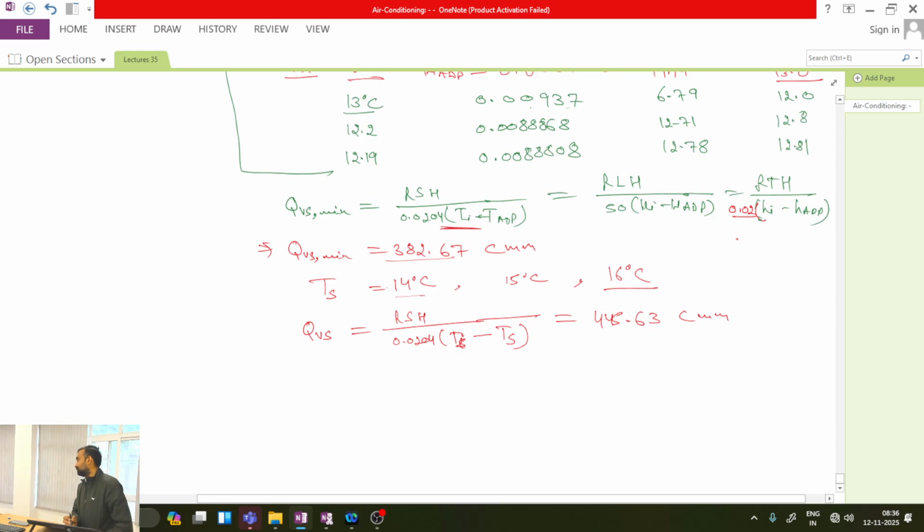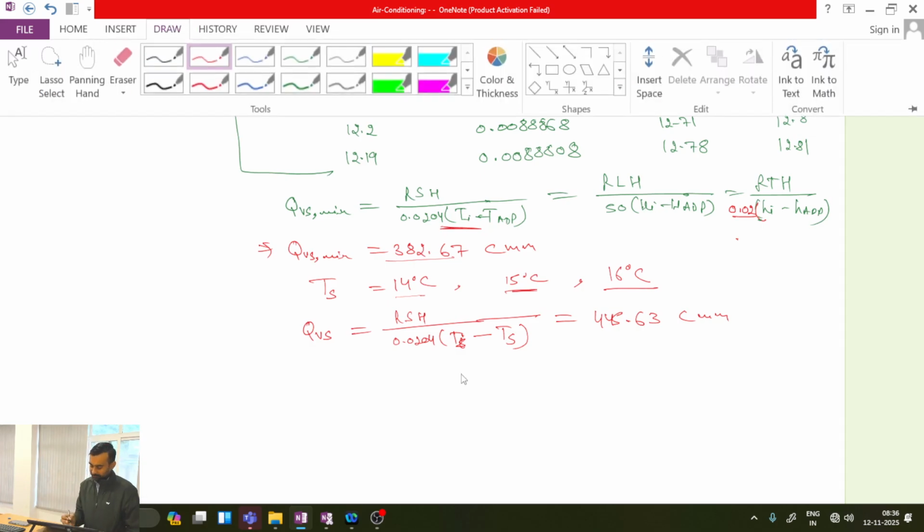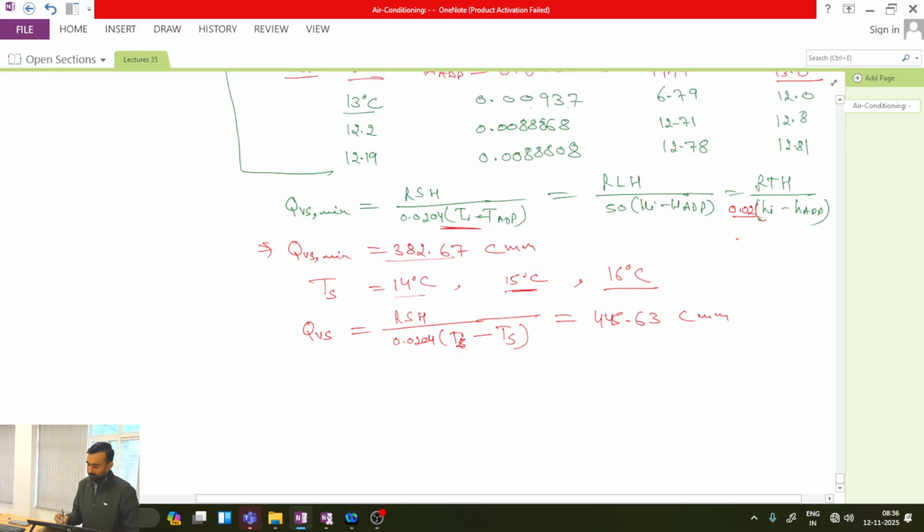So you can see the effect: when your supply temperature increased, the flow rate has increased from the minimum value. Okay. Further, if you go towards 15 degrees, what does it mean? Flow rate should further increase. Corresponding to 15, it is 490, and corresponding to 16, it is 544.66.